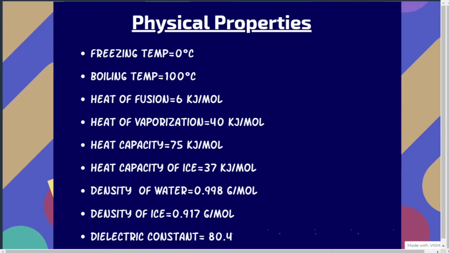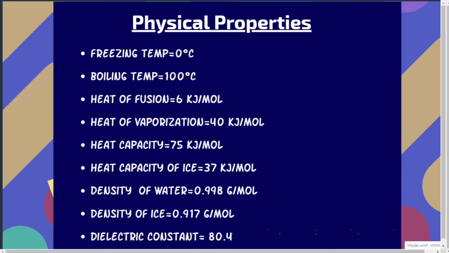Now, what actually is heat capacity? It is the heat required to change an object's temperature. If you want to change the temperature of any object, the heat that you will require to change its temperature is called heat capacity, and that is 75 kJ per mole of water. To be more specific, we can write 75.33 kJ per mole. Simple as that. That is the heat capacity of water.